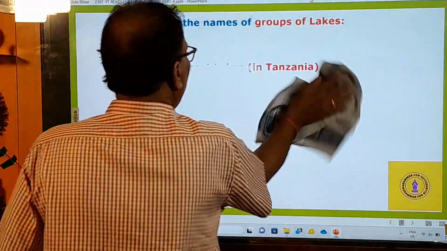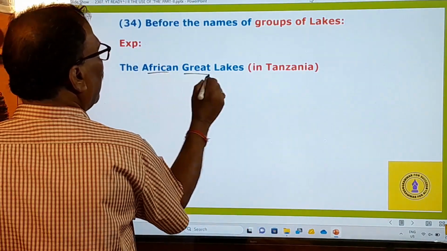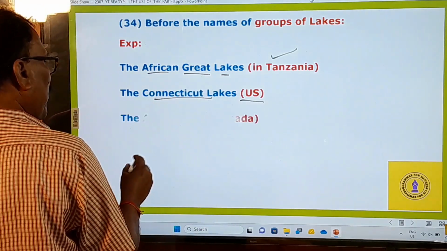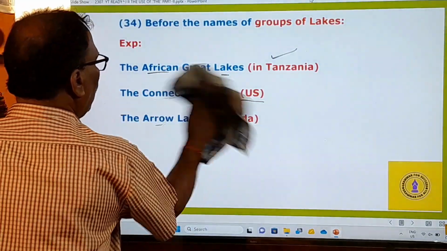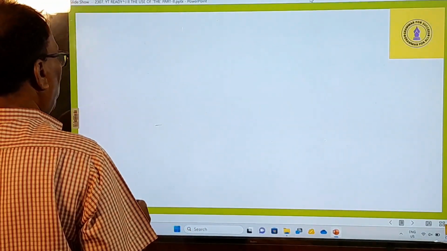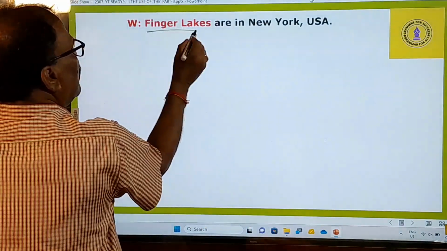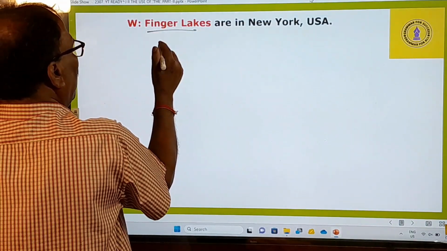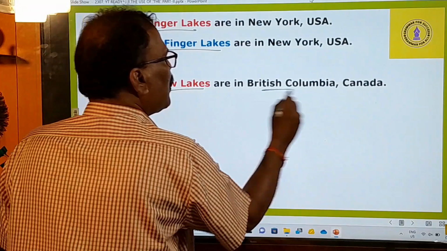Here I am giving some examples. Here is the African Great Lakes, the name. It is in Tanzania. The Connecticut Lakes, it is in the USA. And the Arrow Lakes, Canada. So something like that, right? And these are all the names of lakes. And before the names of lakes, you have to use the. And then comes examples I would like to give you. The Finger Lakes are in New York, USA. It's also a group of lakes, and the name of those lakes is Finger Lakes. So you have to say the Finger Lakes are in New York. And then comes the Arrow Lakes are in British Columbia, Canada.